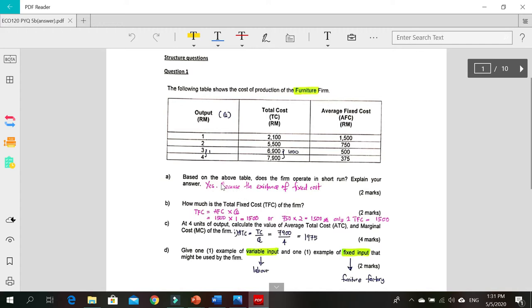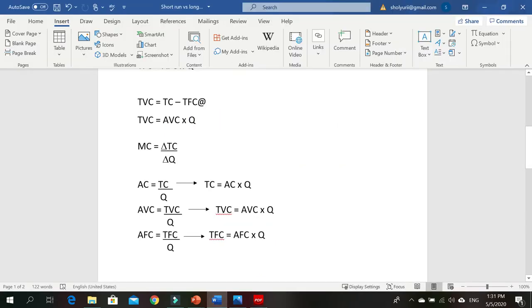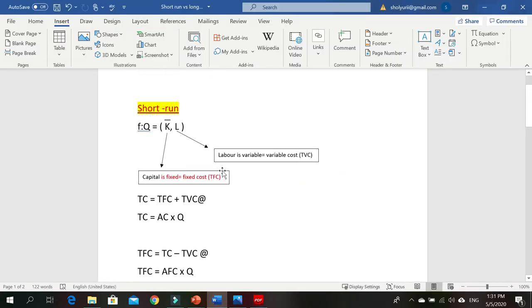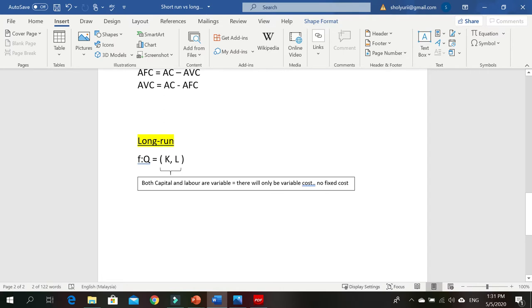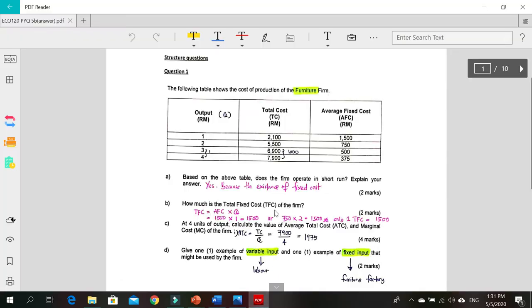Based on the above table, does the firm operate in short run? What do you think? Sebab sekarang ni, keywords kat sini. Nampak kat sini, average fixed cost. So, I already told you, in the short run, there will be fixed cost. Kalau long run, there will only be variable cost, no fixed cost. So, the answer will be yes, because of the existence of fixed cost.